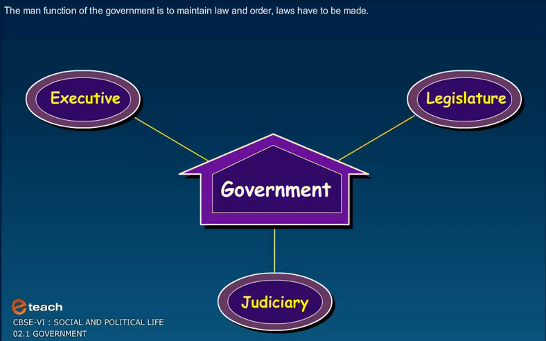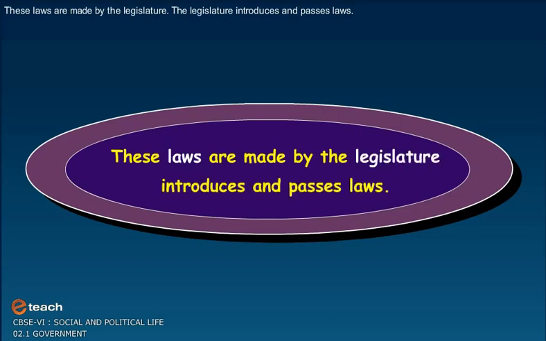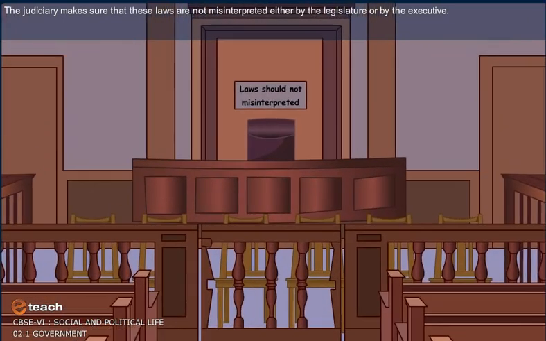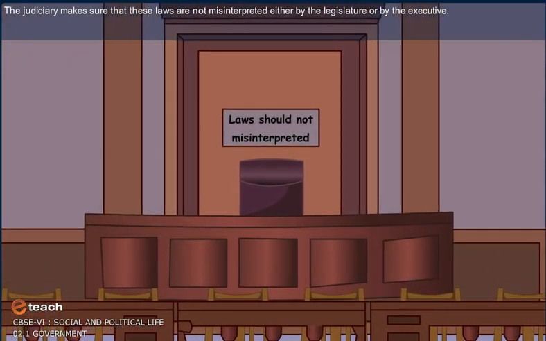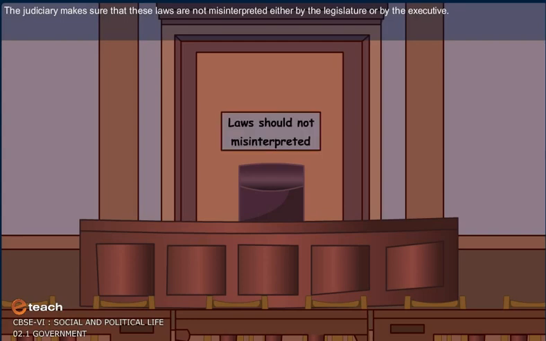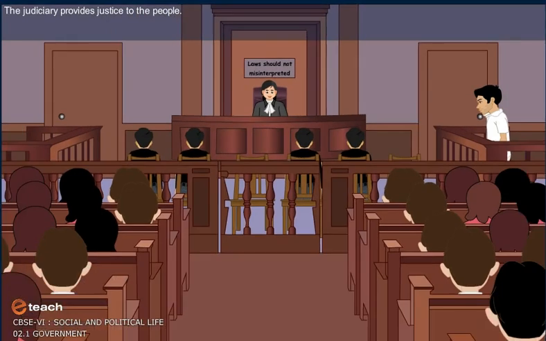The main function of the government is to maintain law and order. Laws have to be made. These laws are made by the legislature, which introduces and passes laws. The judiciary makes sure that these laws are not misinterpreted either by the legislature or by the executive. The judiciary provides justice to the people.